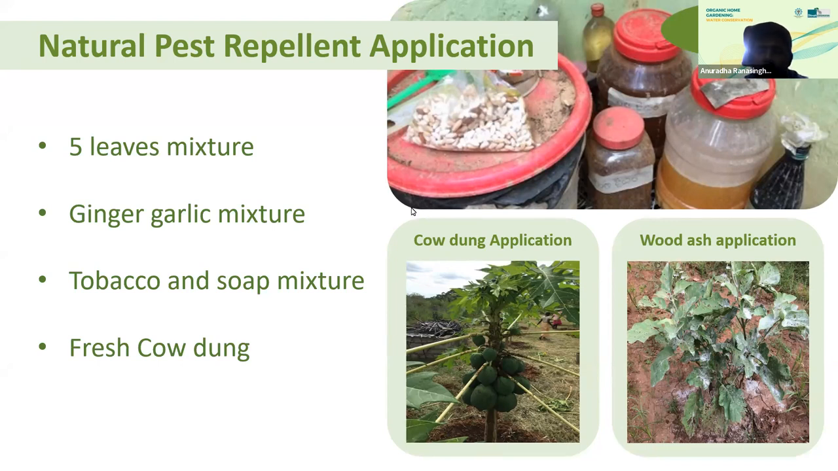I will explain how we can use fresh cow dung mixture. Of course, it's a very good nitrogen-rich liquid fertilizer. But when we apply it, the thin cow dung layer will stay on top of the leaf layers of the plants. That layer will help protect the plant from caterpillars or insects like Epilachna or Aulacophora, those leaf-eating bugs. They won't attack when there's a thin cow dung layer on top of the plants.